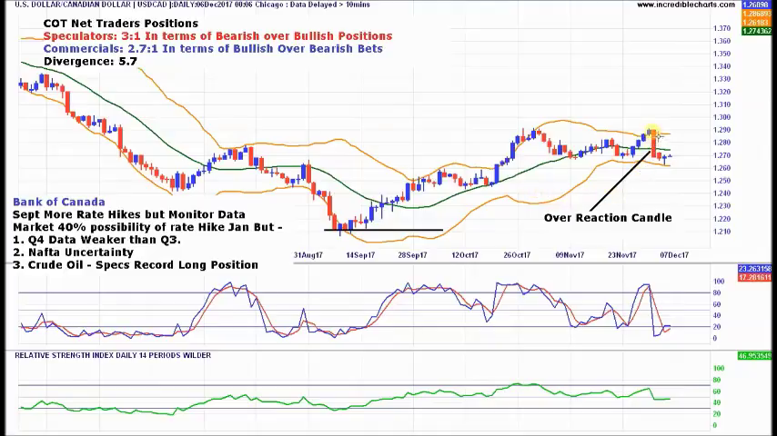Now, I've called this an overreaction candle. You very often see the market overreact to news, and what they did was they saw a decent Canadian unemployment report and slightly better retail sales, and assume that the Bank of Canada might be hiking rates. Some people think this month, but next month there's a strong possibility, according to the market, 40%.